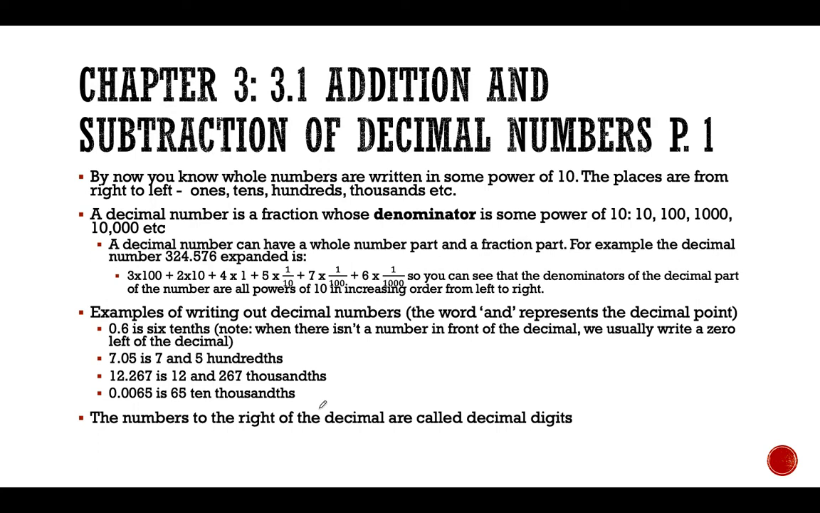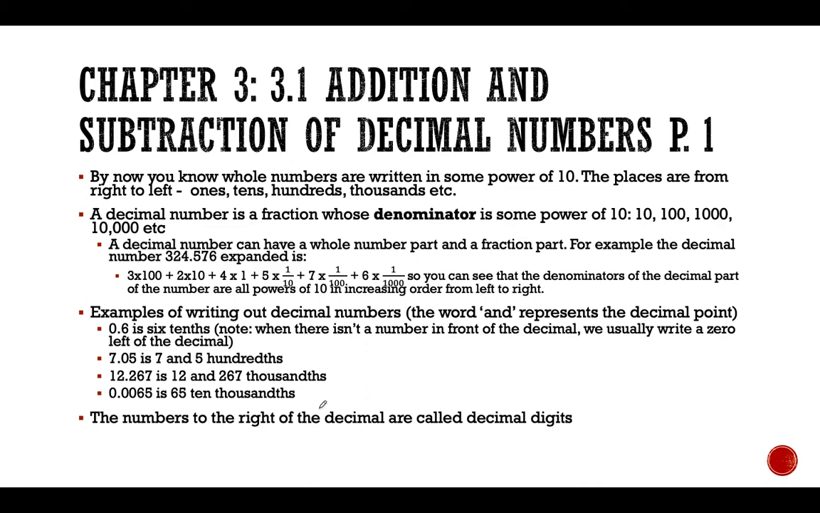A decimal number can have a whole part and a fraction part. So the decimal number 324.576 expanded is 3 hundreds plus 2 tens plus 4 ones plus 5 1/10ths plus 7 100ths plus 6 1,000ths. So you can see the denominators of the decimal part of the number are all powers of 10 in increasing order from left to right.